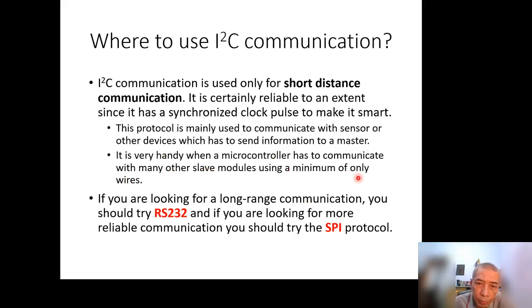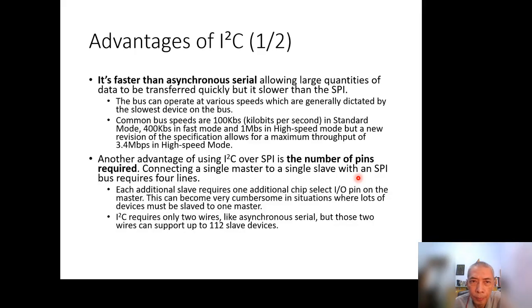If you're looking for long-range communication, you should try RS232, which we have discussed in the UART serial communication lecture. And if you're looking for more reliable communication, you should try the SPI protocol. That's it. You can now choose where to use I2C, SPI, or RS232. So this one is about the advantages and also the disadvantages of I2C.